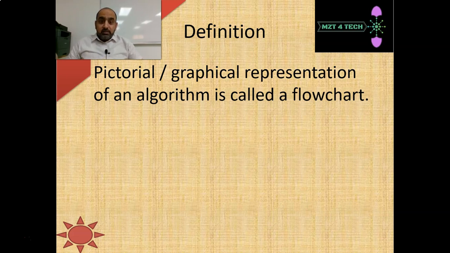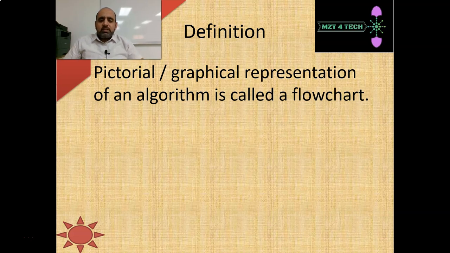Now here, a question should strike your head: what is an algorithm? Algorithm is basically the step-by-step breakdown of a complex problem into small chunks or small subparts so that it is easier for you to conquer them or easier for you to solve them. So that is basically called an algorithm.